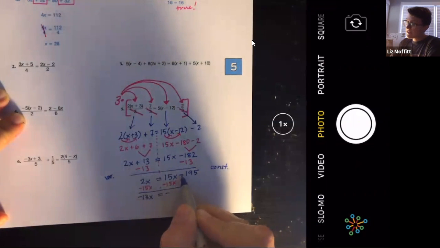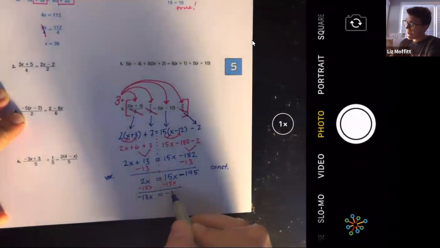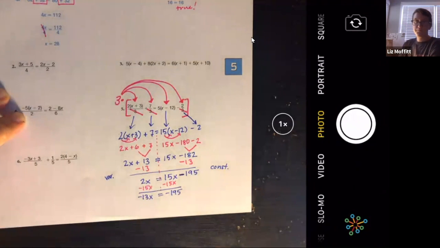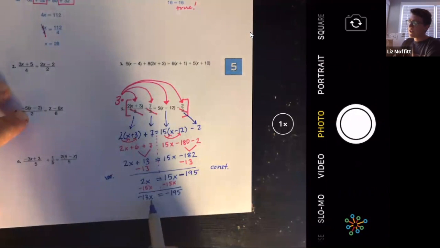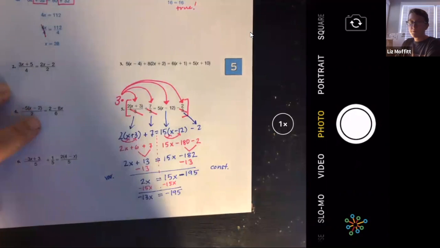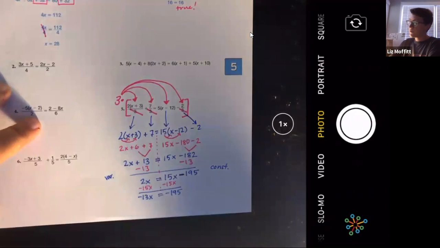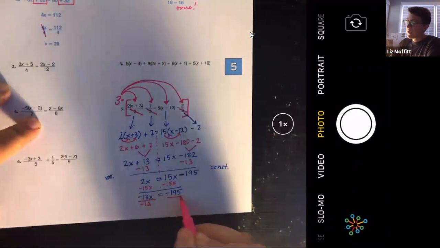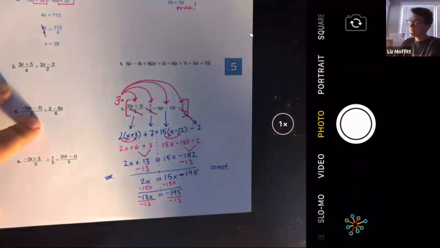And because this is subtraction or negative, I need to make sure I bring that negative sign down. Our very last step is to get this variable all by itself. The variable is being multiplied by negative 13. So I'm going to undo multiplying by negative 13 with dividing by negative 13.